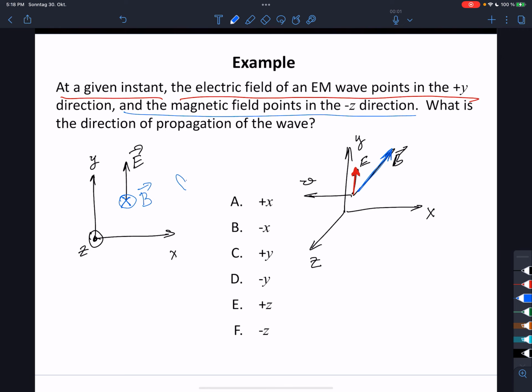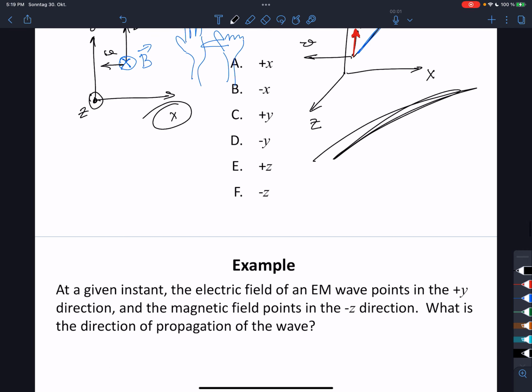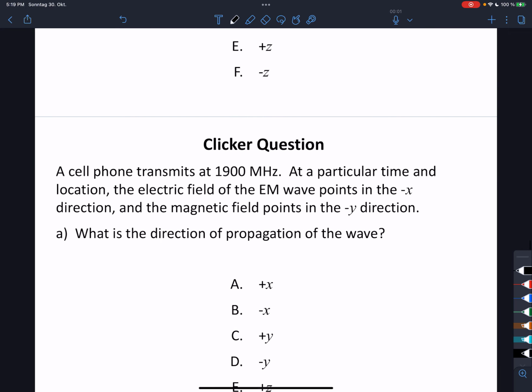So let me try again. This is my hand, and the palm is facing down. Then I will be able to bend my fingers, so I bend the fingers into the screen. And then this thumb will point in the direction of the propagation of the wave. So in this case, the propagation will be in this direction, which is the negative x-axis. Here I also drew this figure in three dimensions. Negative x-axis.